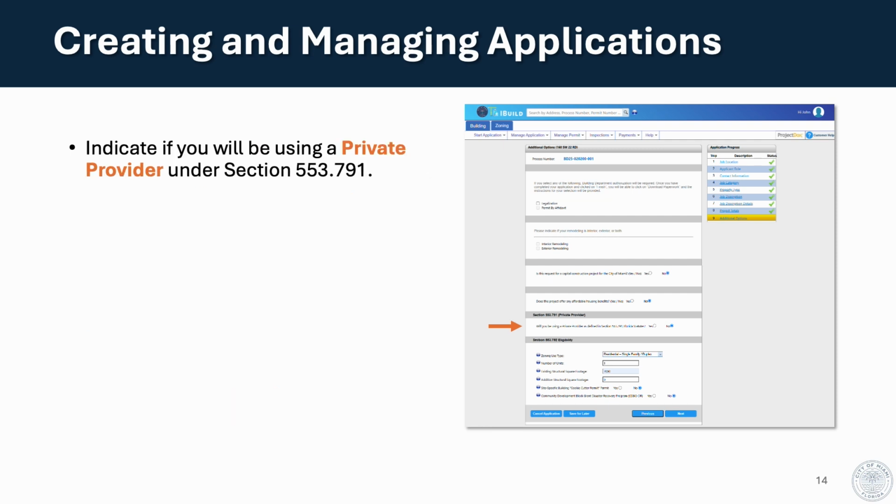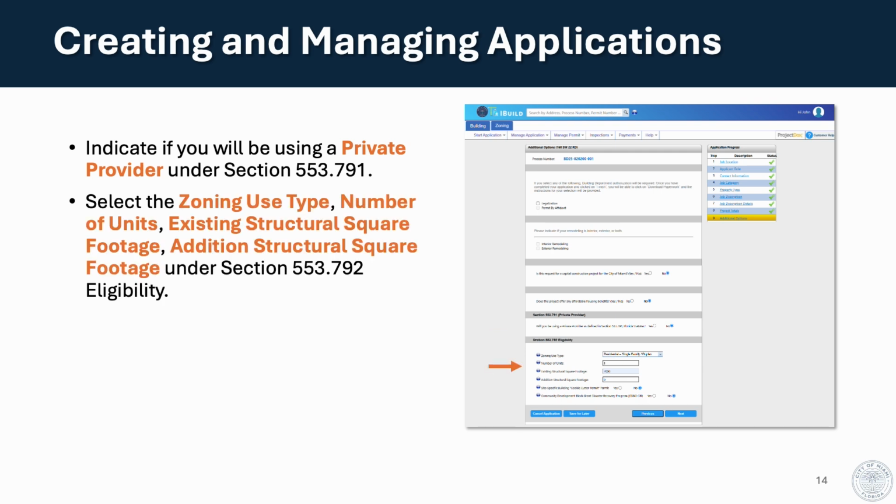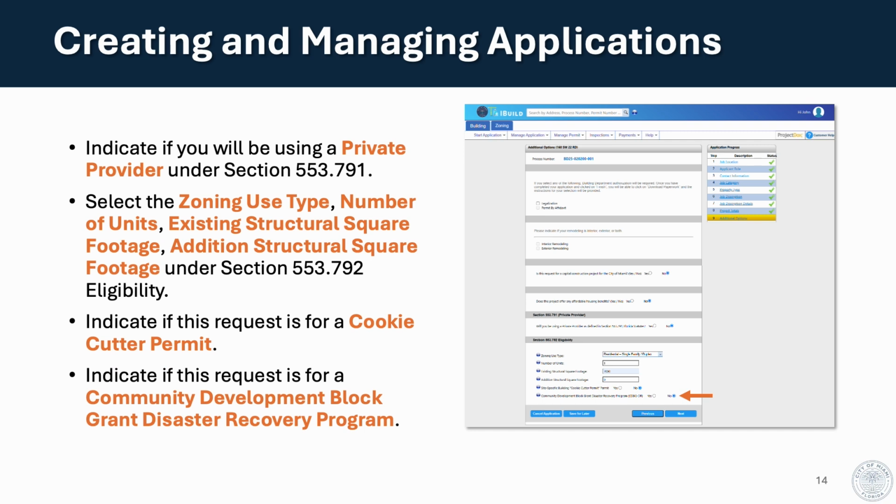As you scroll down, you can indicate if you will be using a private provider for this project. For iBuild to check your Section 553.792 eligibility, please make your selection in the zoning use type, number of units, existing structural square footage, and addition structural square footage. Next, indicate if this application is for a cookie-cutter permit. Also indicate if this request is for a Community Development Block Grant Disaster Recovery Program. Click the Next button when you are done.